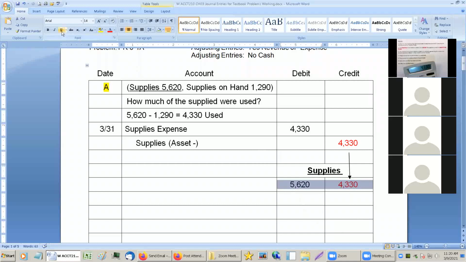So we took it out of supplies. And if you take 5,620 minus 4,330, you're gonna get the 1,290. Now you don't need to make a journal entry for this. It'll automatically be there once you take the 4,330 out. And so this will get the supplies account to match what we really have. Our supplies on hand are really only this amount. So we want our supplies account to be exactly the same as what we have. So that's why we're doing this entry to adjust for, well, first of all, the supplies that we used, but also to adjust this account because it has too much in it.